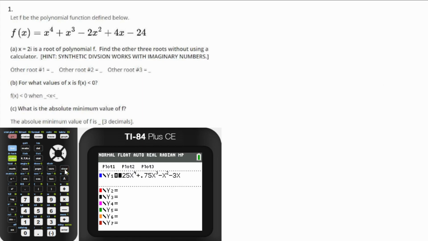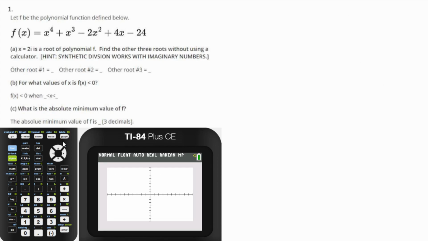Okay, I'm going to need to clear that out. Not sure why it won't clear. Hold on. Okay, and so I'm pressing x to the 4 plus x to the 3 minus 2x squared plus 4x minus 24. Okay, I'm graphing this thing.